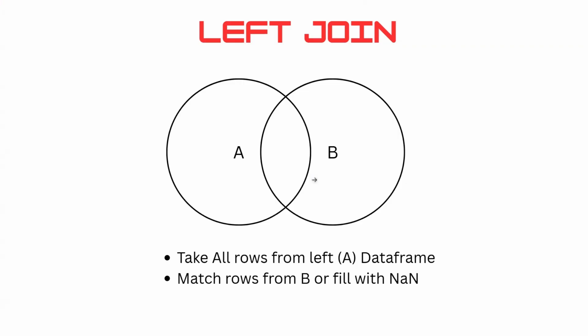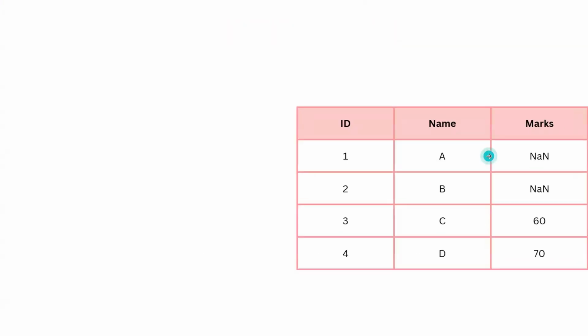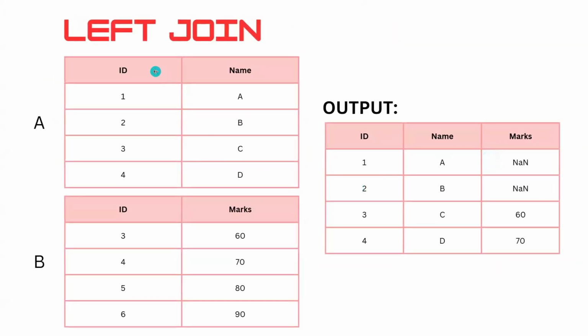Okay. If we take an example of left join here, so we have this data frame A, correct, table A and table B. Here we have ID 1, 2, 3, 4, and names we have.